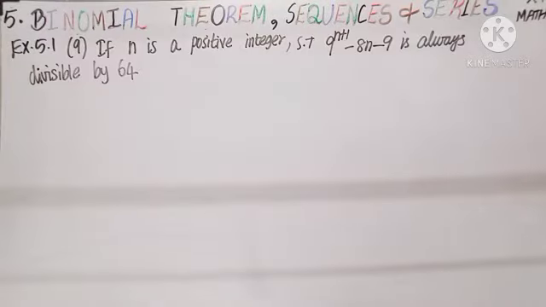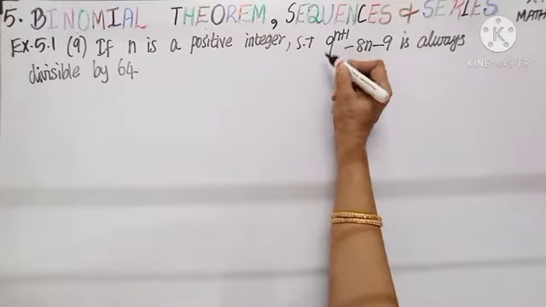Question number 9. If n is a positive integer, show that 9 power n plus 1 minus 8n minus 9 is always divisible by 64. My question starts with 9.